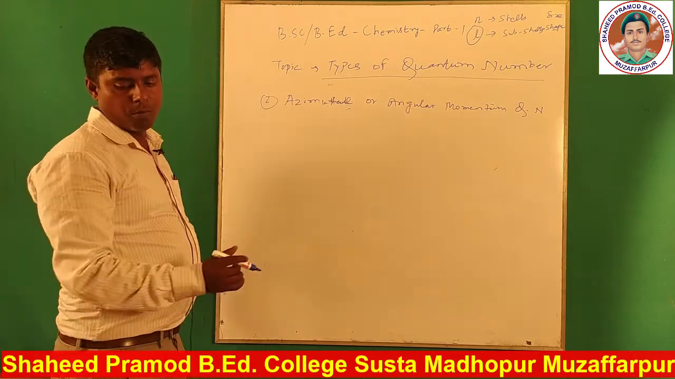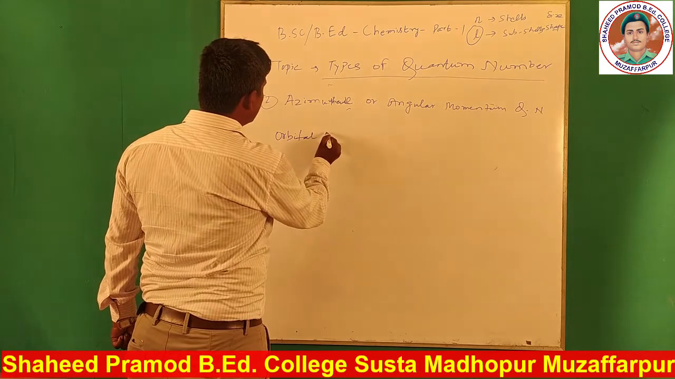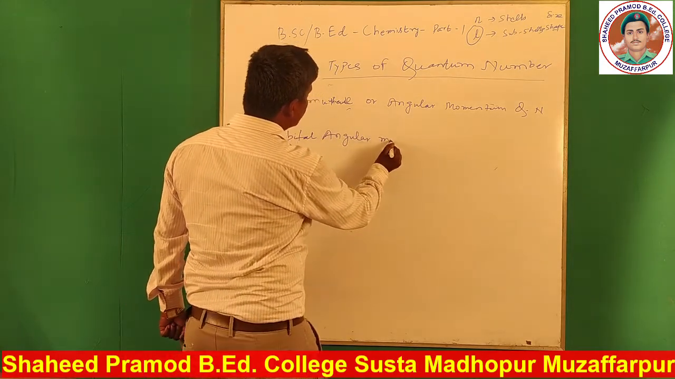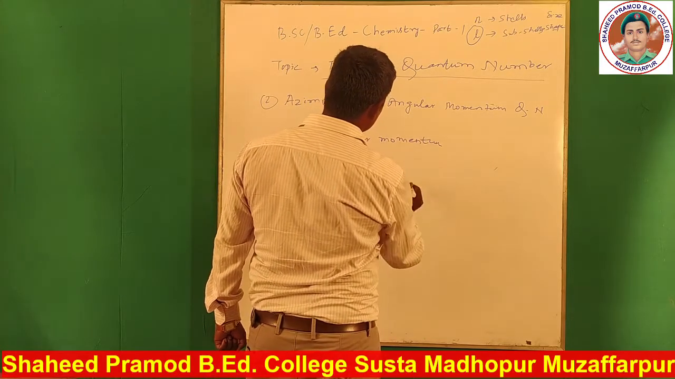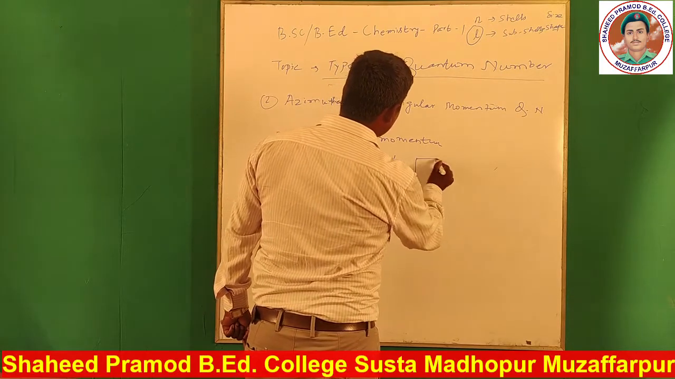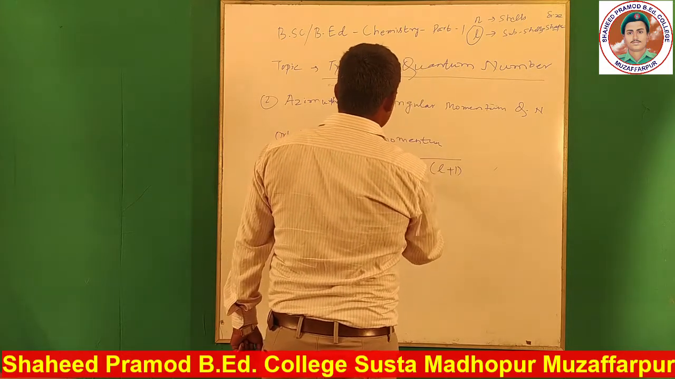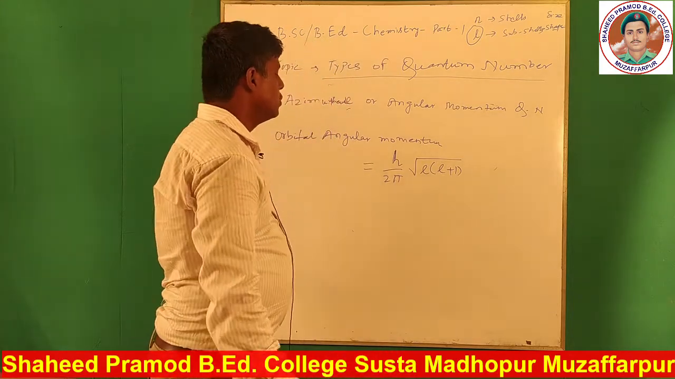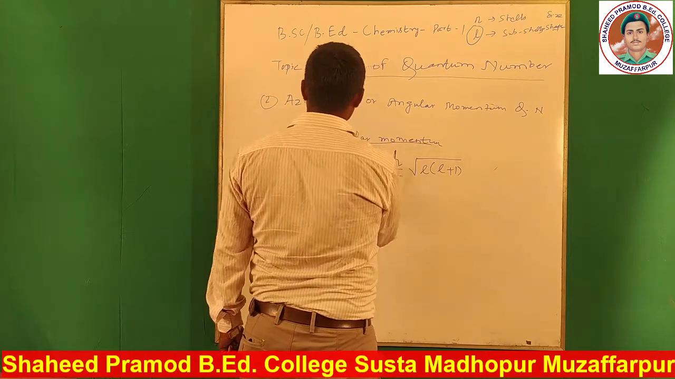So, the angular momentum, or orbital angular momentum, is equal to h upon 2 pi into under root L into L plus 1. So, if you know the value of L, then you can easily find out the value of orbital angular momentum.